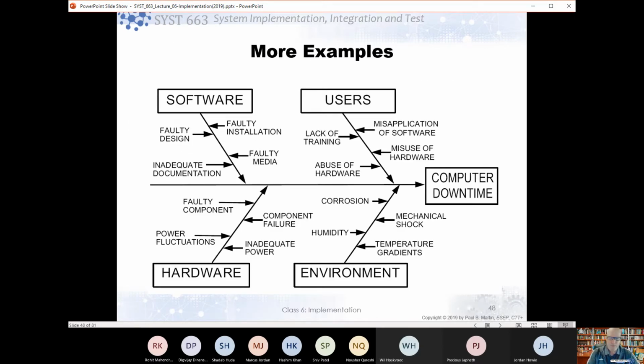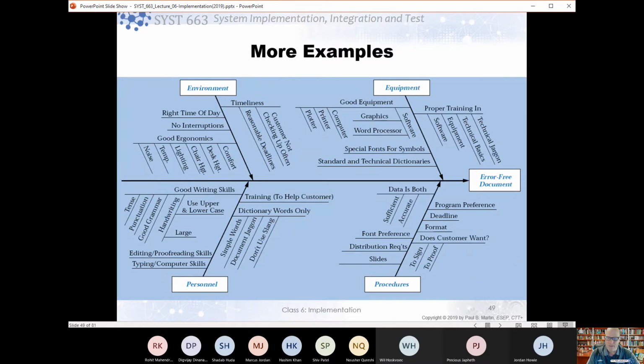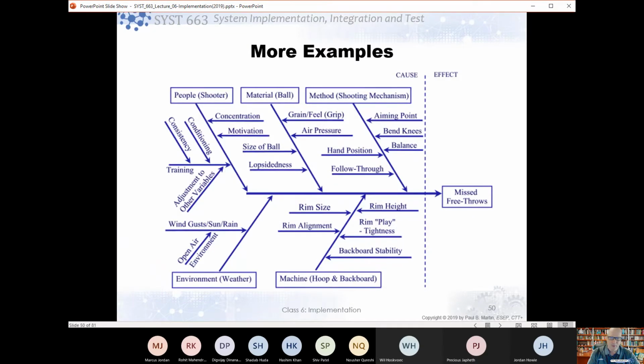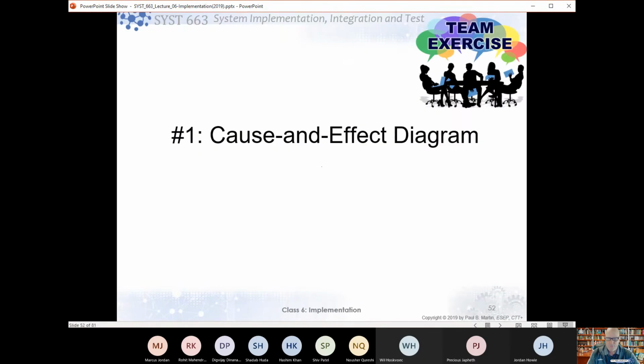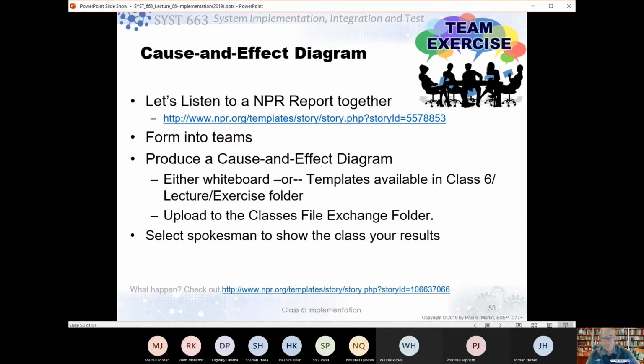Here's some more examples talking about computer downtime from a software, user, hardware environment. Notice these categories don't even rhyme with M or P, but again, it's up to you in terms of what's the best way to look at it. These are 2 E's and 2 P's: the environment, equipment, procedure, and personnel, looking at an error-free document. The reason I give you examples like this is you'll be able to go in and look at these and maybe get some ideas for the cause and effect diagram that you're going to do.